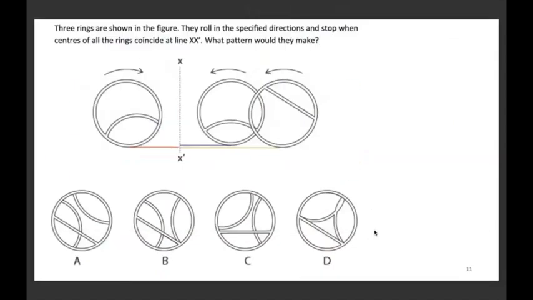3 rings are shown in the figure. They roll in the specified direction and stop when the centers of all the rings coincide at the line XX dash. What pattern would they make? Okay. Now, if you look at the position of all the 3 rings, iska or iska position is almost same, which means they are making the same number of rotation. Of course, the direction is different. Or iska is double hai.